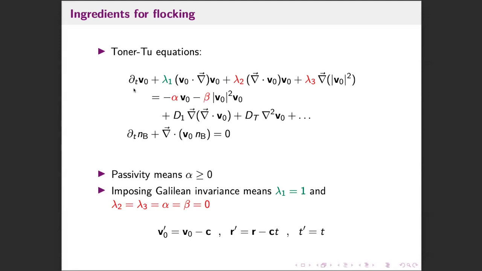And it makes total sense that the Toner-Tu equations do not obey Galilean invariance, because these are birds flying in a medium. So that's the key thing. You have medium effects, which lead to the breaking of Galilean invariance, or the breaking of momentum conservation. It's kind of like two birds. So the symmetry is broken in the medium. You sort of have an anisotropic medium.